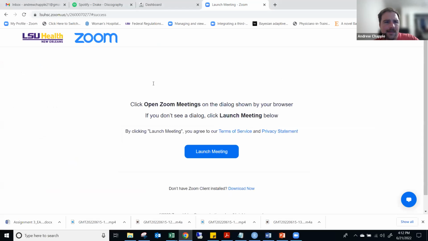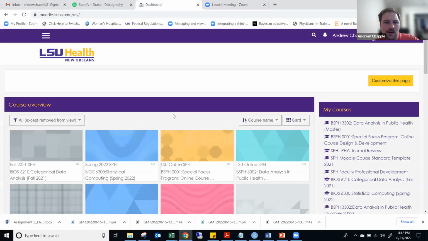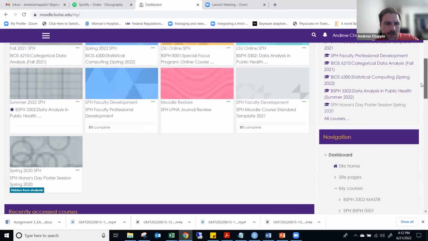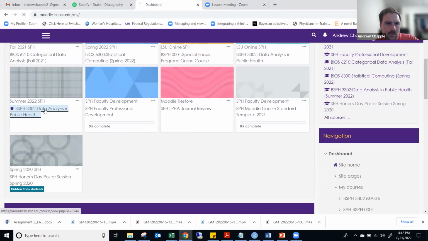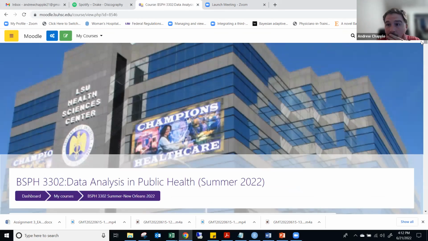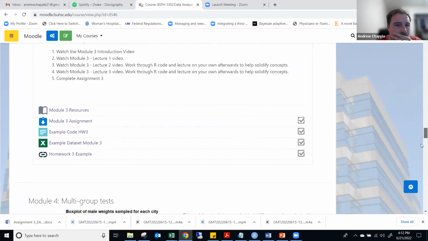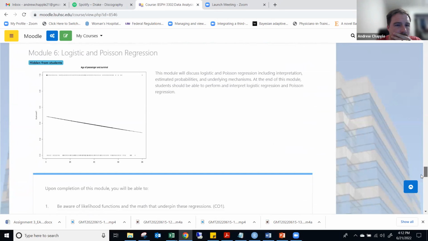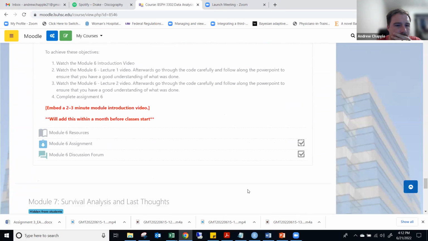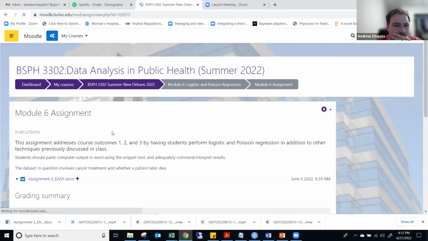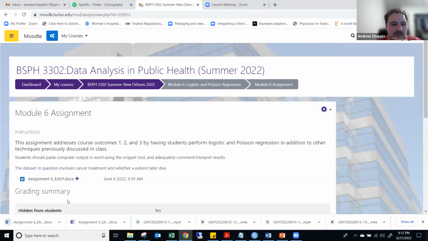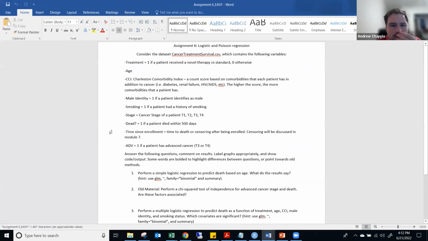Let's go look at the homework real quick, just so we can tease through it. Okay, so here I have the homework. I definitely revamped it recently and made it a little bit easier. What you need to do is use this data set, cancer treatment survival, which I should have given you already. It's on here.